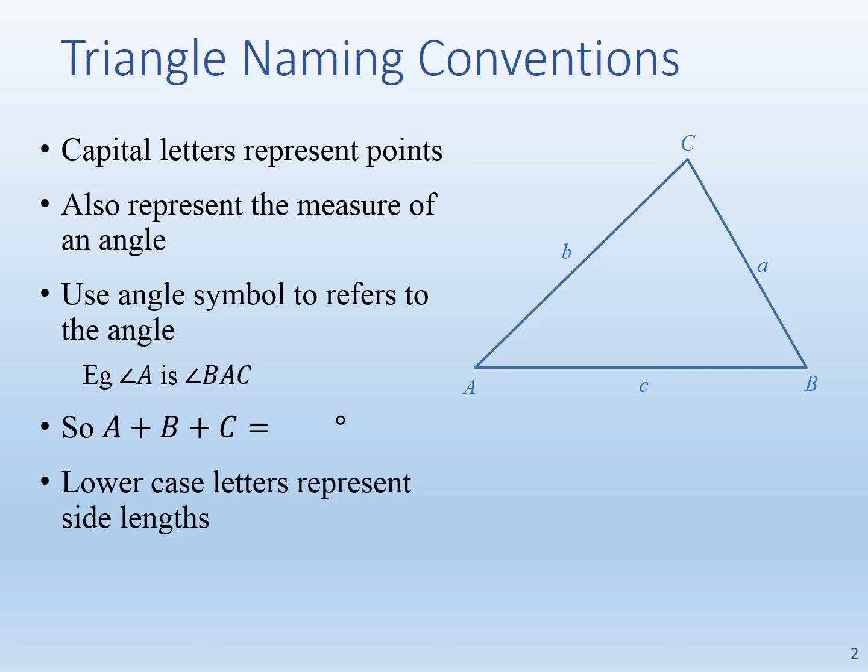Lowercase letters are used to represent the side lengths, and you'll notice that the side length A is the side that's opposite the angle A, and the side length B is opposite the angle B, and the side length C is the side that's opposite the angle C.